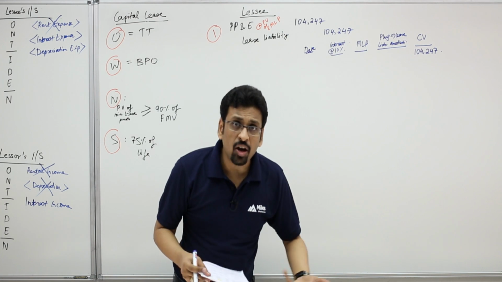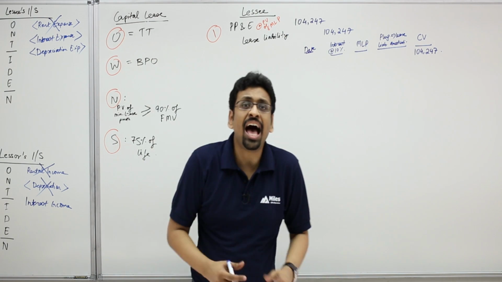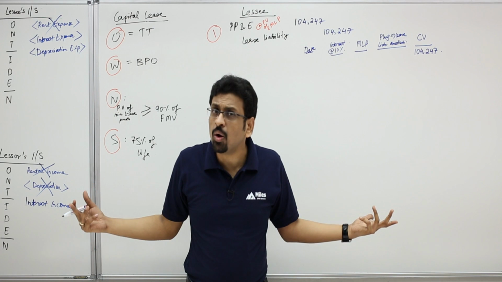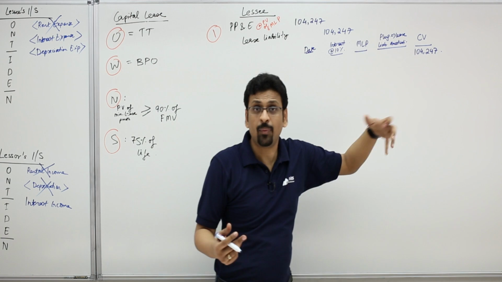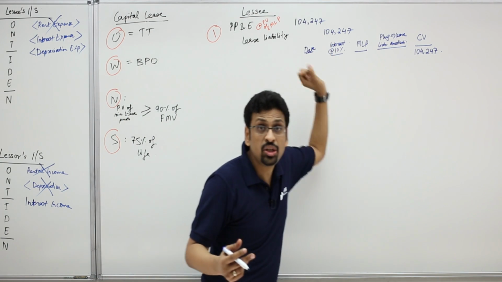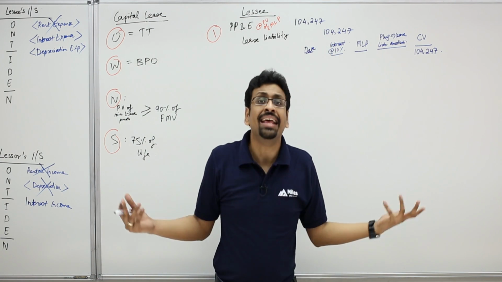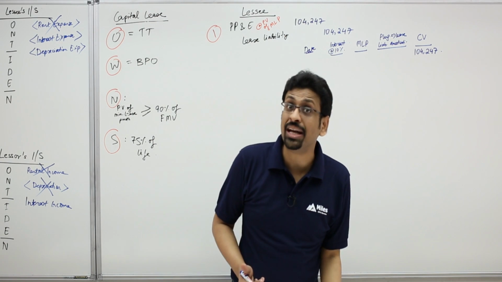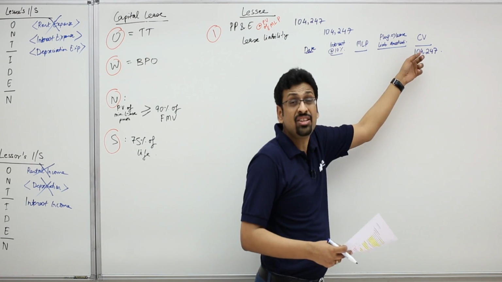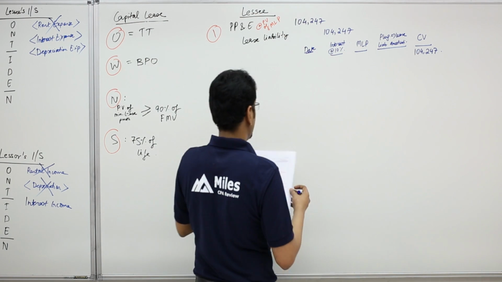So at the end of the lease term, would the lessee have any more liability? No. So this lease liability number moves from 104,247 at the beginning of the lease to $0 at the end of the lease, because then the lessee has no more liability. So that's what our amortization schedule is doing, getting this to 0. Let's see how it happens.